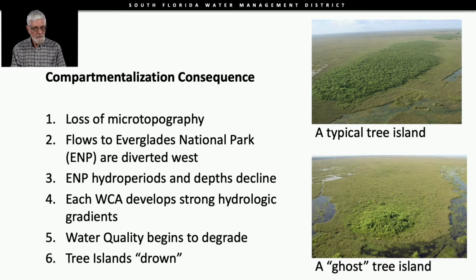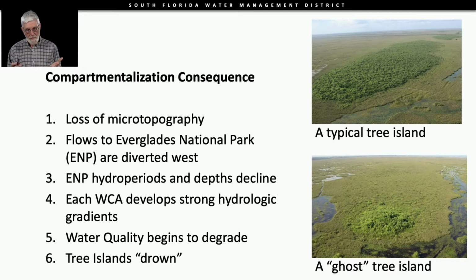The consequences of this are quite remarkable and significant. The first thing you notice is that we have a loss of microtopography. The flows to Everglades National Park are diverted westward. The park itself is getting drier. The water conservation areas now develop these hydrologic gradients where it's dry at the top of the conservation areas and ponding up at the southern part of the system. Water quality begins to degrade and tree islands drown.